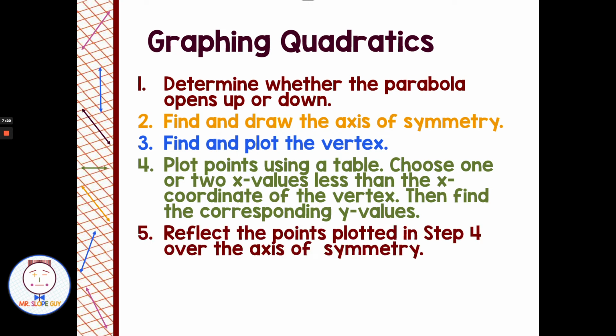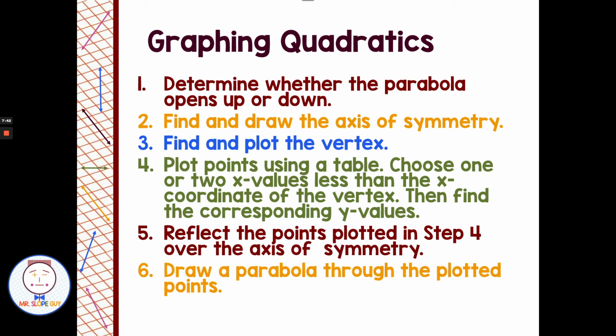Step 5 is after I found those points from step 4, I want to reflect the points plotted from step 4 over the axis of symmetry. So these are like some free points without doing a lot of math or anything. We can just take points we found on the left side, use that axis of symmetry, flip them over it, and get additional free points to draw our parabola. Step 6 is to draw the parabola through the plotted points.